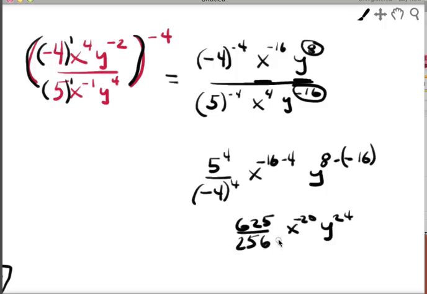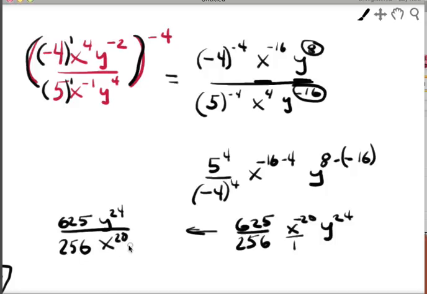Now all that remains to do is to write this in terms of all positive exponents. So I'm going to shift the location of the x base. Everything else stays right where it is. The 625 stays on the top. The y to the 24th stays on the top. The 256 stays in the bottom. And the x comes to the bottom, and the exponent gets toggled to a positive 20. And that is our answer.